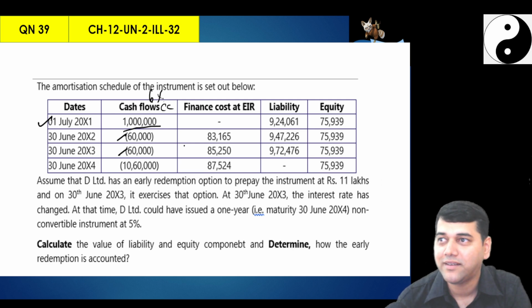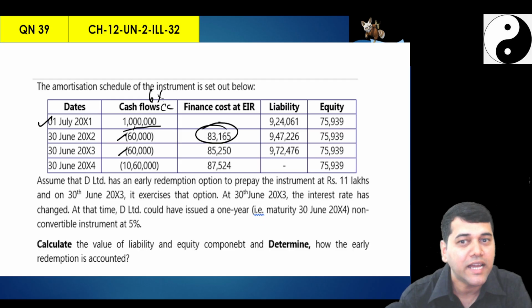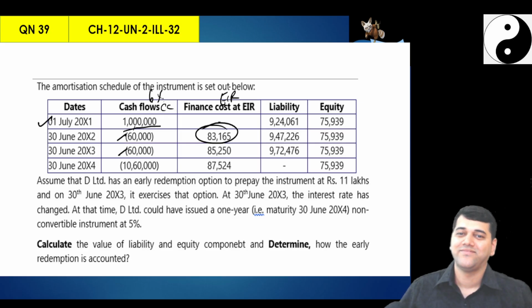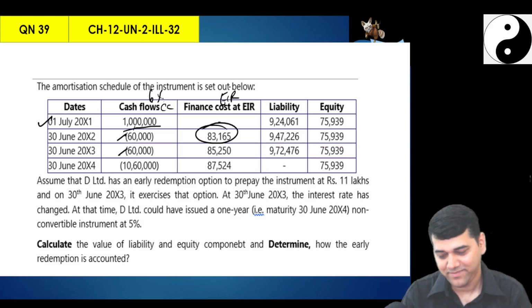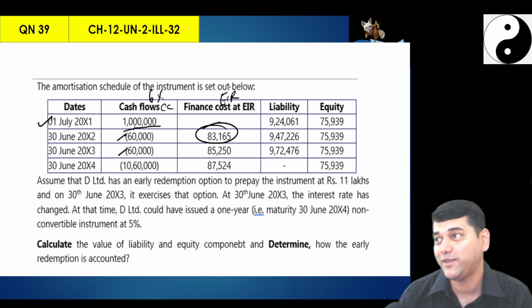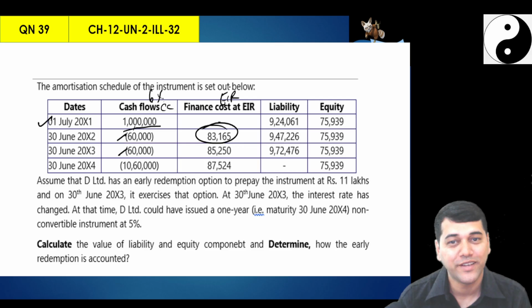But 10 lakhs. No? Now, interest cost is 83,000. What do you mean by this? That means this must be your EIR. Can you tell me what is my EIR rate? Sorry? 9%, very good. Others able to figure out?